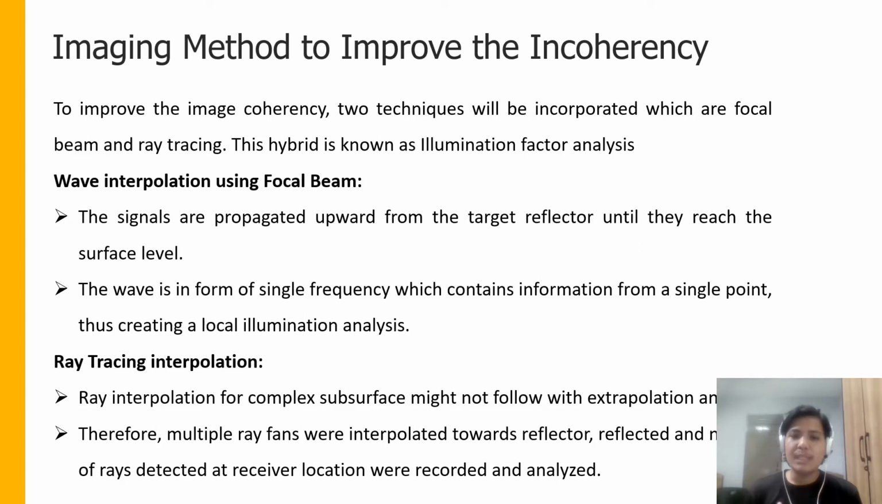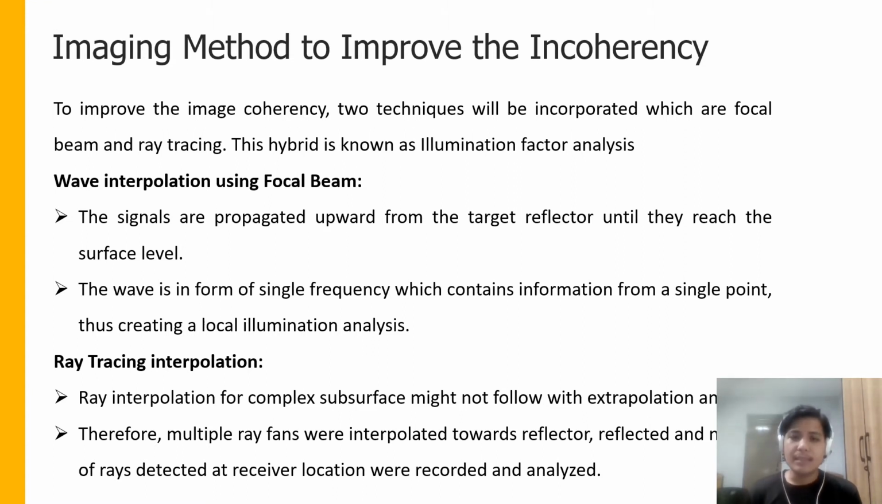Now, to improve the image coherency, two techniques will be incorporated, which are first the focal beam and second the ray tracing. This hybrid is known as the illumination factor analysis. Now let's look at what focal beam is all about.